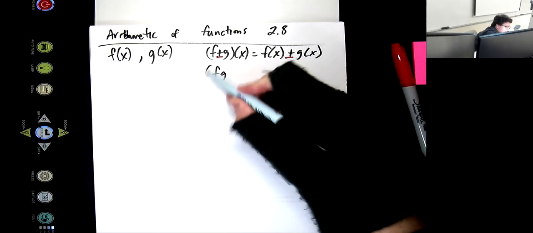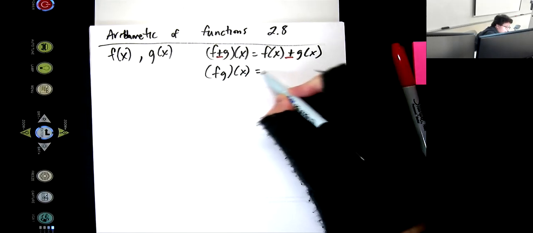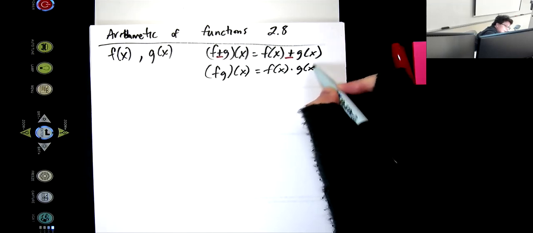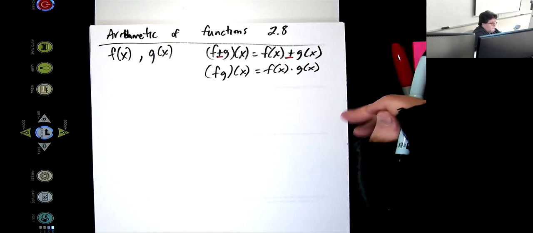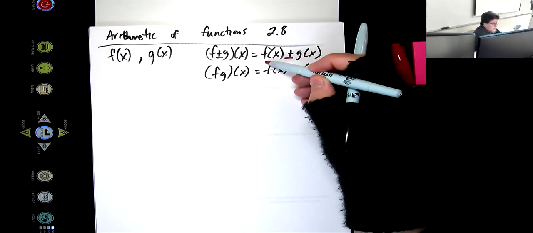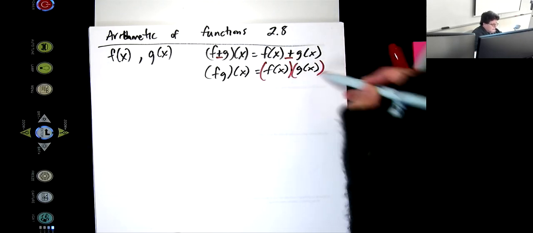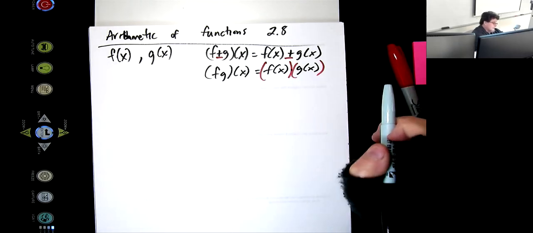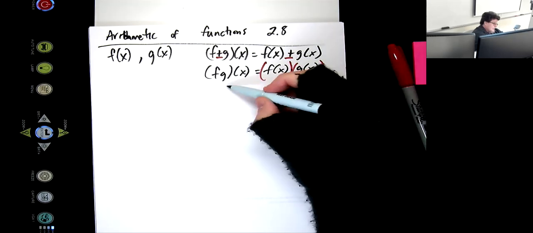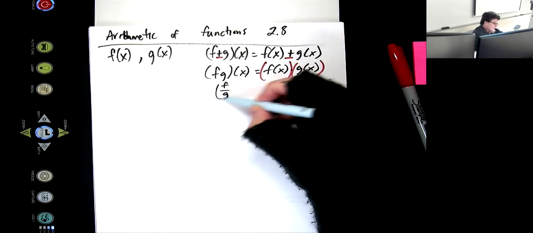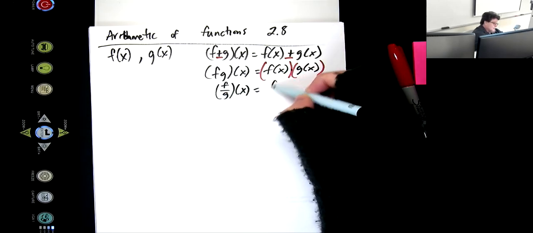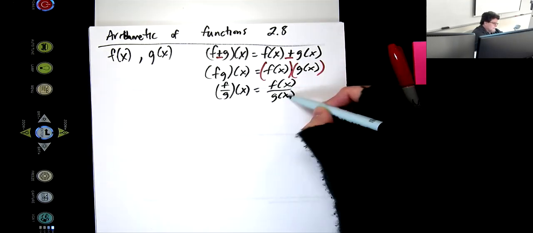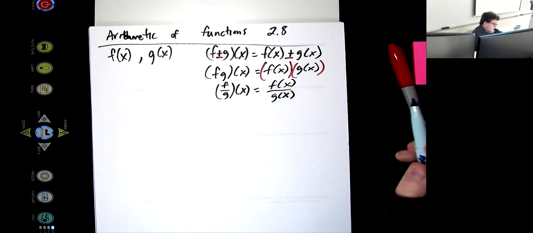F g of x like that means f of x times g of x. And it's probably helpful if you put them in parentheses when you do that. That way you recognize that you might have to do some distributing. F over g of x like that is, of course, division. And those are all relatively straightforward.